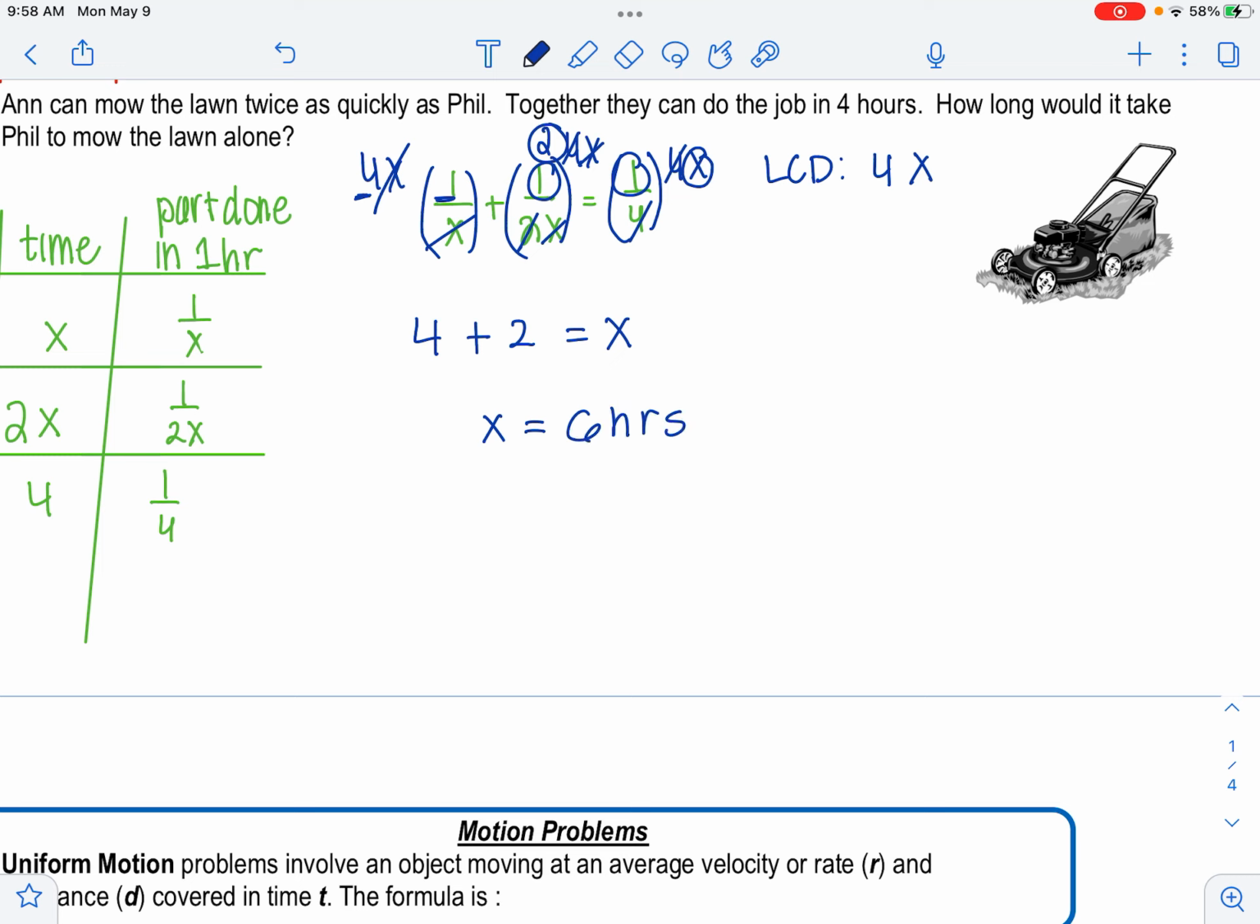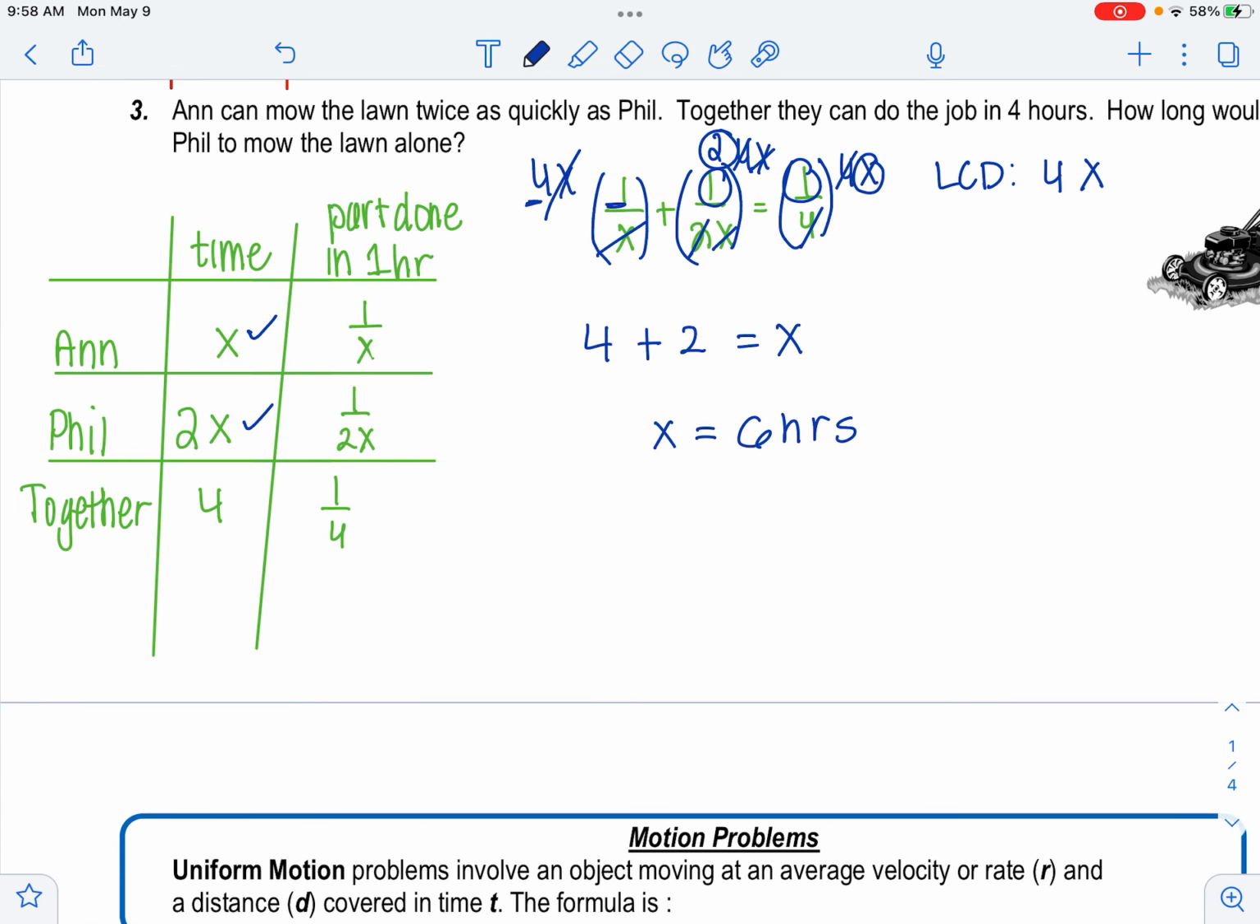So I would box this as my answer, but I remember that there was an x here and an x here, and I don't remember which one they asked me to find. If they asked me how long does it take Anne to work, it's 6 hours, but it says how long does it take Phil to mow the lawn alone? So this is Anne. We want Phil, so it's going to take double that, 2 times 6. So it's going to take Phil 12 hours to mow the lawn. And there's your answer.